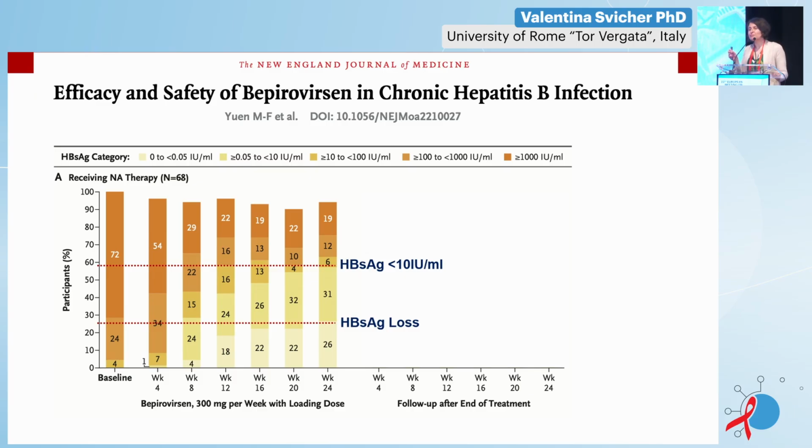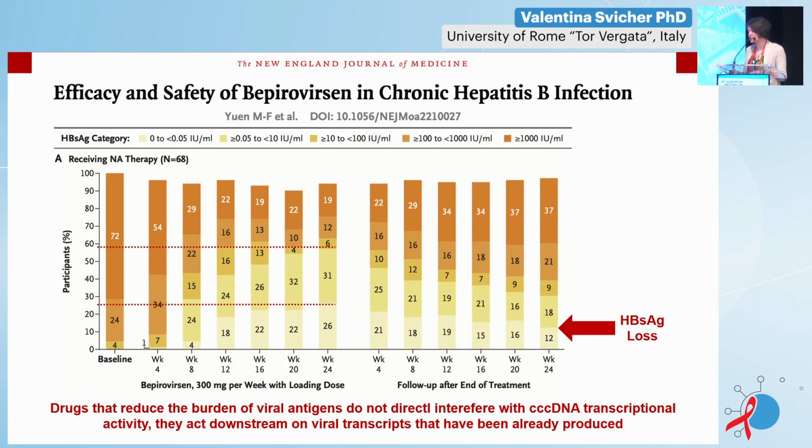These are the very well-known data published in the New England Journal of Medicine, showing that after 6 months of treatment, 50% of people have achieved an HBsAg less than 10 international unit per ml. That is a very good result. 26% have achieved HBsAg loss, maintained in 12% 6 months after suspending treatment. These are the results in people receiving NUC treatment, but very interesting superimposable results are observed also when bepirovirsen is administered as monotherapy without NUC treatment.